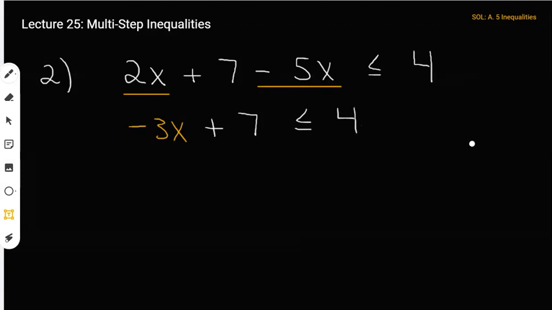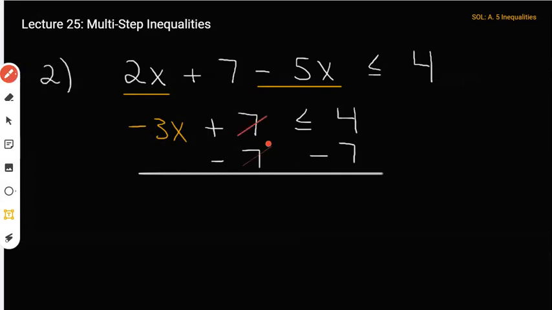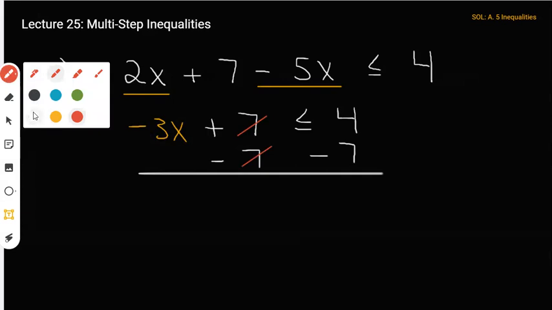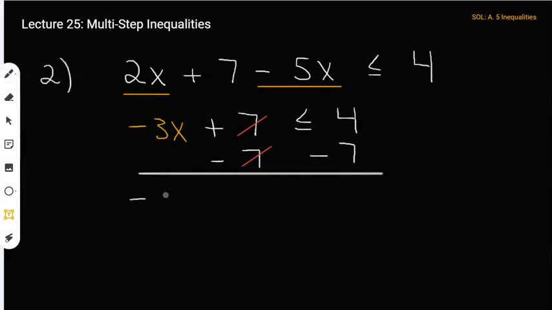Now I want to get the x by itself on the left side, but there are two numbers in the way. I need to get rid of the +7 first, and then get rid of the -3. I can get rid of the +7 by subtracting 7 from both sides. When I do that, the 7 and the -7 cancel out, leaving me with a -3x that I can bring down.